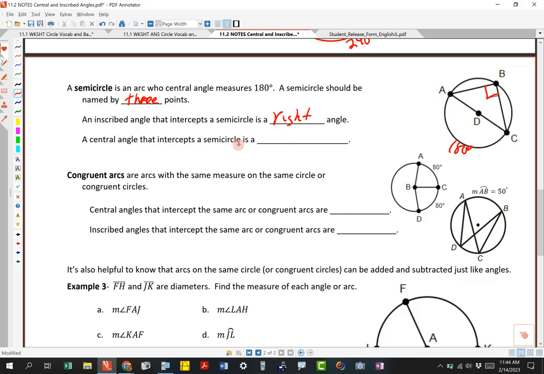A central angle that intercepts a semicircle is a blank. So here is a central angle that intersects a semicircle. Looking for one word.